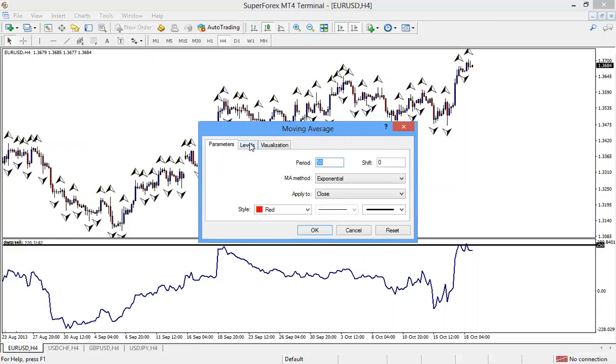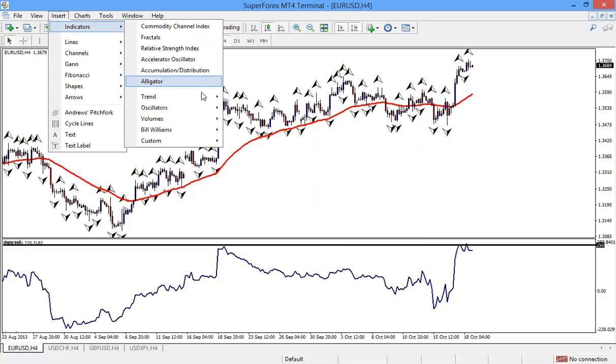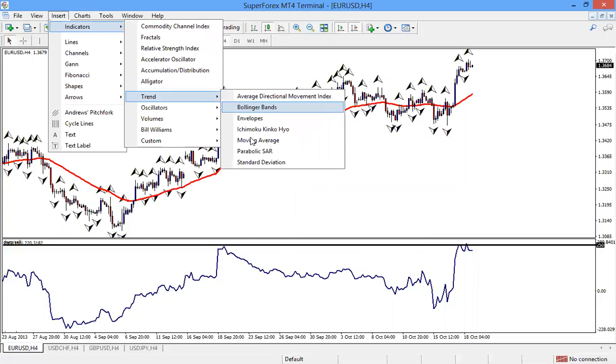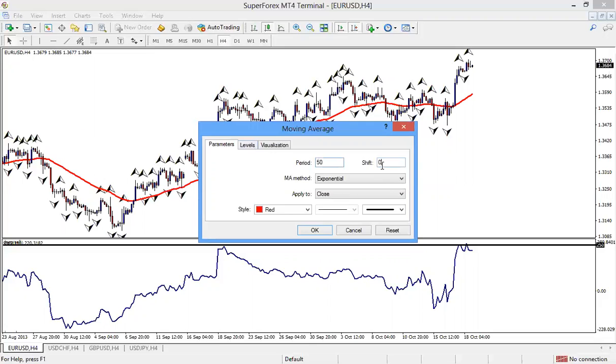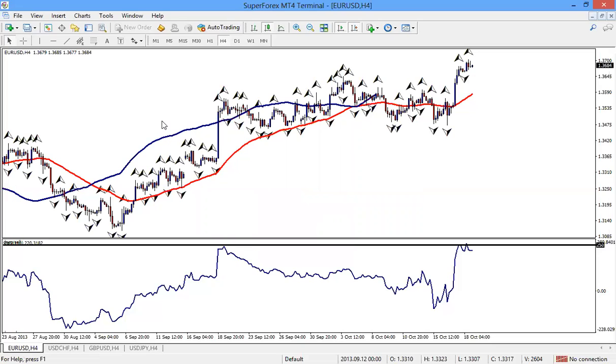Okay? So I want to show you something. Period 50, exponential, close. You see my red line there? Let me show you something. You'll be surprised. Then shift. Let me change the line here. The color, let's put it to blue. Can you see something here? Okay, in terms of color.